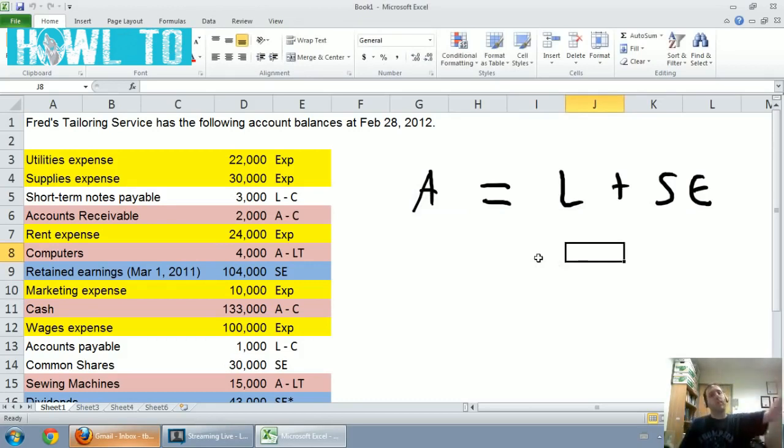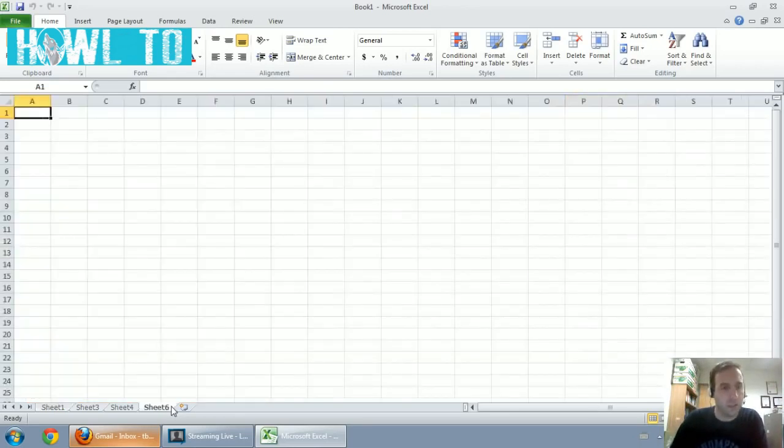So on one side of the balance sheet, we're going to list the assets. On the other, we're going to list the liabilities and the shareholders' equity. And you're going to see that assets do indeed equal liabilities plus shareholders' equity. So let's go ahead and prepare a balance sheet.